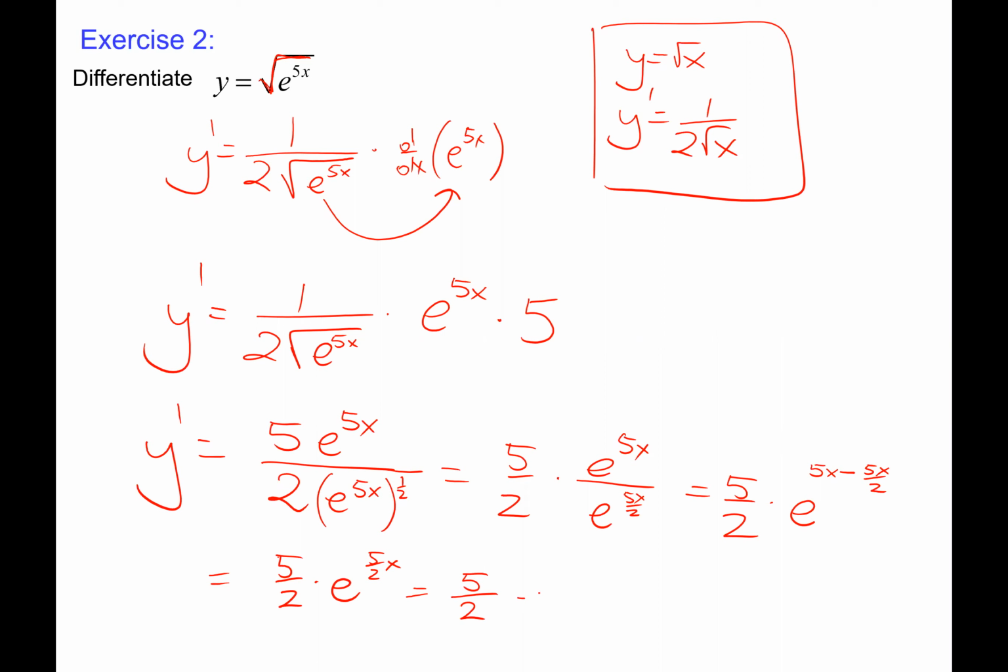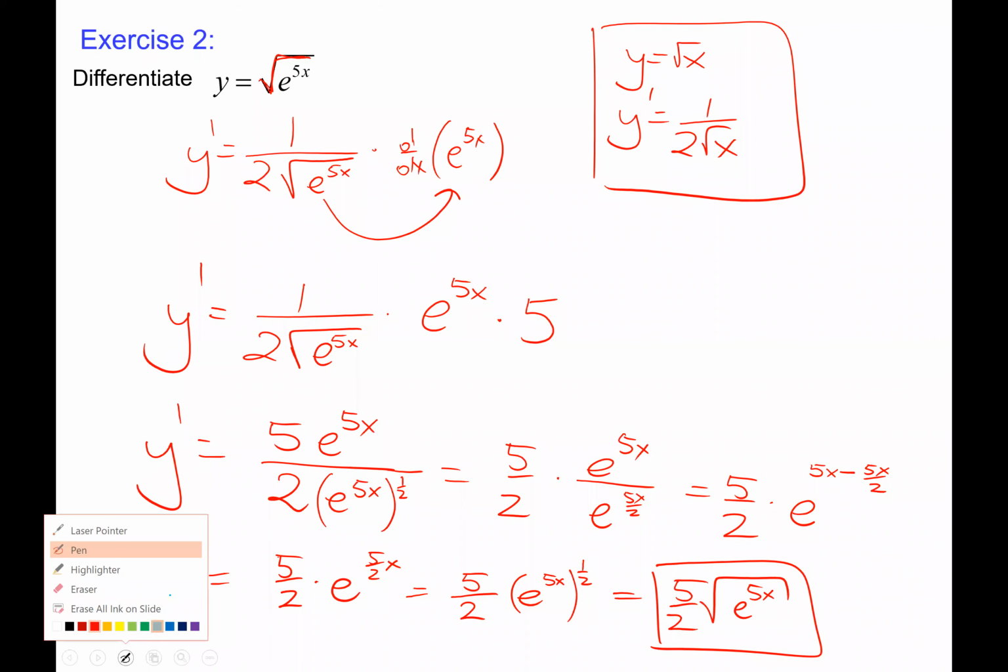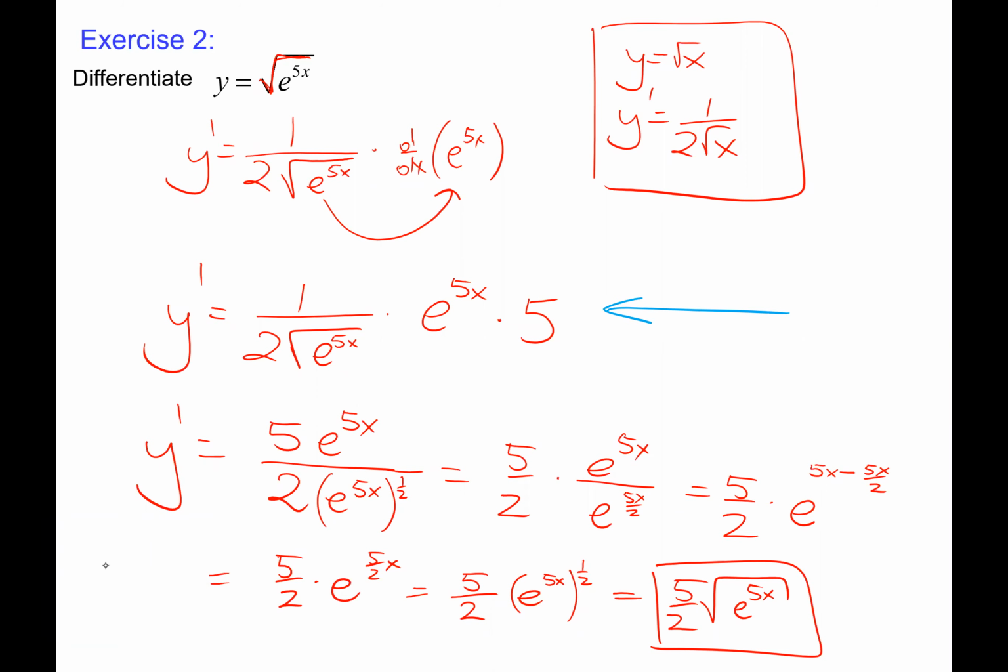I can rewrite again 5x and half, and I can rewrite e to the 5x and the square root. Just a little bit of algebra, but I believe my second line is the most important because we see nicely the chain rule and the new formula.